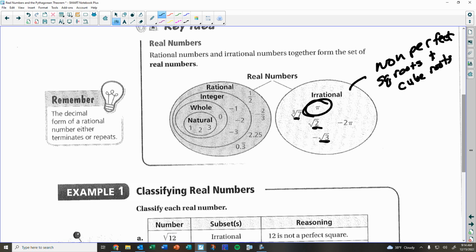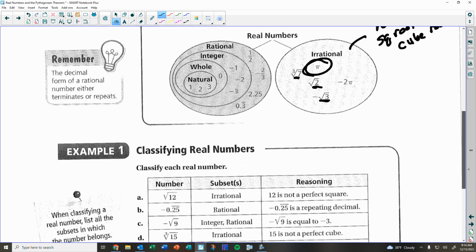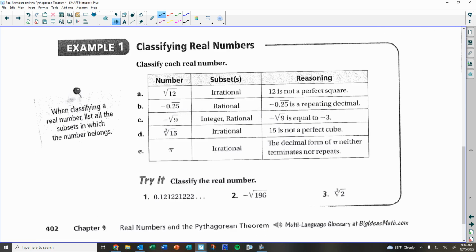All right. So this little chart here, if you look at it, kind of talks about it. Square root of 12, it's irrational because it's a non-perfect square root, right? It's between the square root of 9 and the square root of 16, which are perfect square roots, right? That's why I gave you that little cube thing to look at, you know, that little notes with squares and cubes. So that'll come in handy.